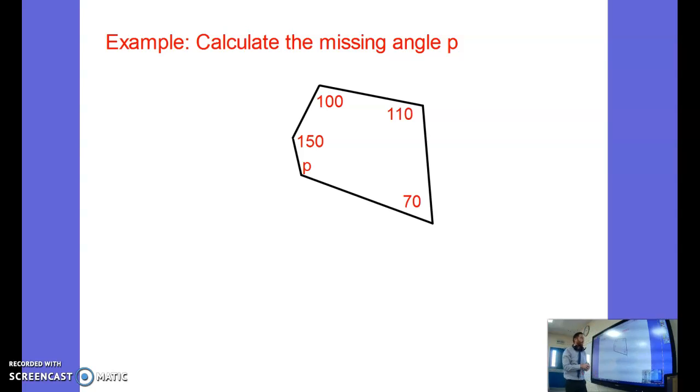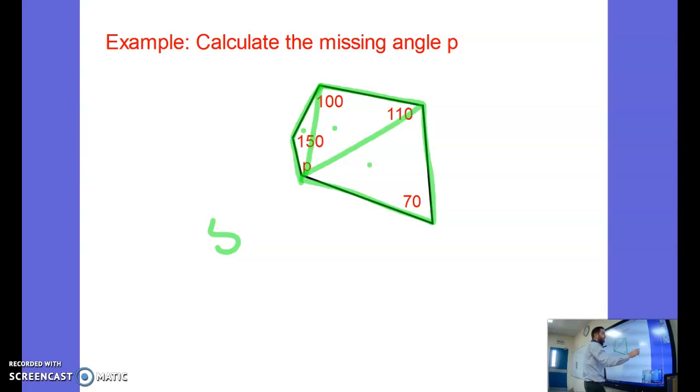Calculate the missing angle P. We're going to calculate this one. Now, I could join up to all the other sides and work out that there is 3 times 180. Or I can spot that this shape has 1, 2, 3, 4, 5 sides.